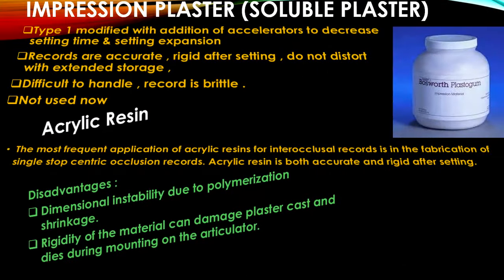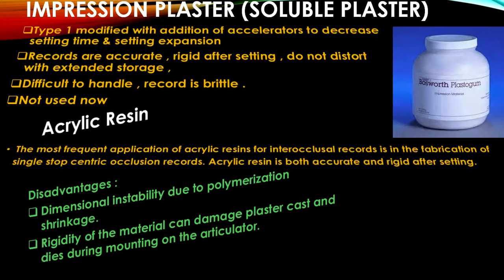Brushing plaster. As you see, according to the American Dental Association, we have 3 types of plaster: type 1, type 2, type 3. The type of plaster that is used here is plaster of Paris type 1 modified with the addition of an accelerator to degree setting type. Records are accurate, rigid after setting, and do not distort with extended storage. Difficult to handle, the record is brittle, not used now.